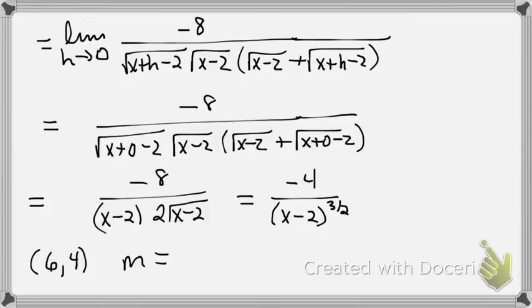So I'm going to plug in 6 for x in the derivative. 6 minus 2 is 4. The 3/2 power means square root it, which is 2, and then cube it, which is 8. Negative 4 over 8 is negative 1/2. Do you see where I got the point and the slope from? The point came from y. The slope came from y prime, the derivative. Okay.